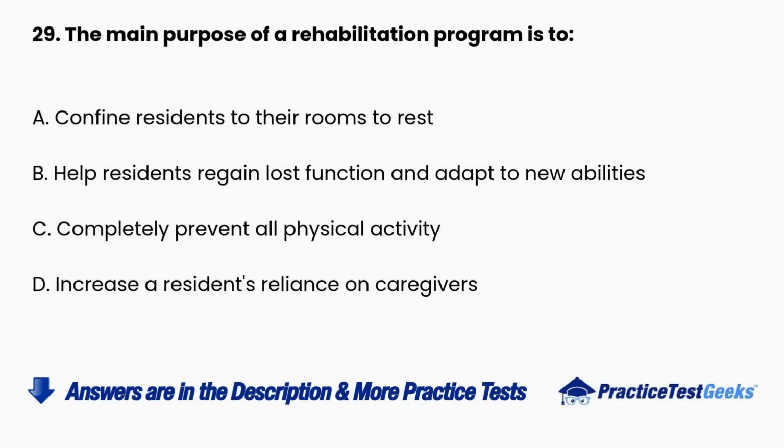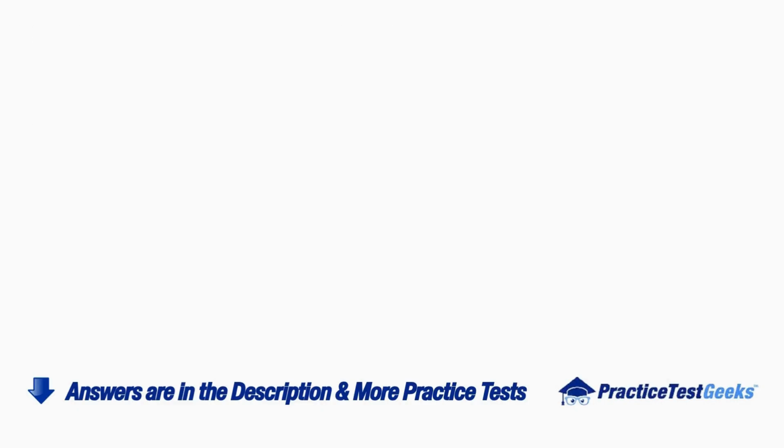29. The main purpose of a rehabilitation program is to: A. Confine residents to their rooms to rest. B. Help residents regain lost function and adapt to new abilities. C. Completely prevent all physical activity. D. Increase a resident's reliance on caregivers.